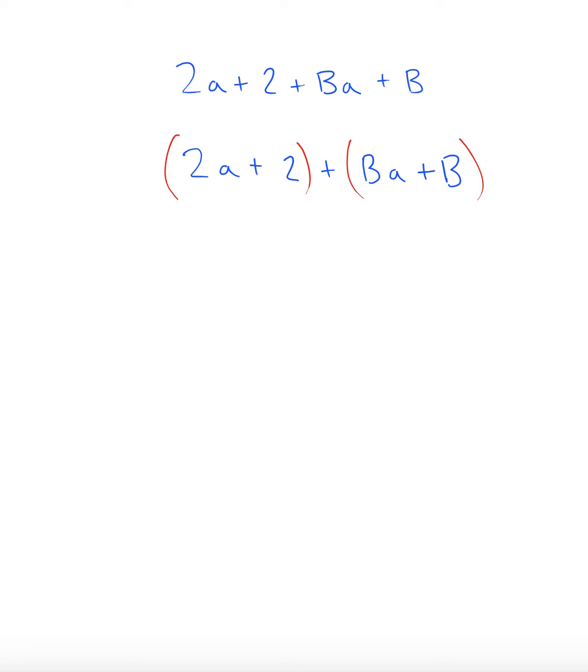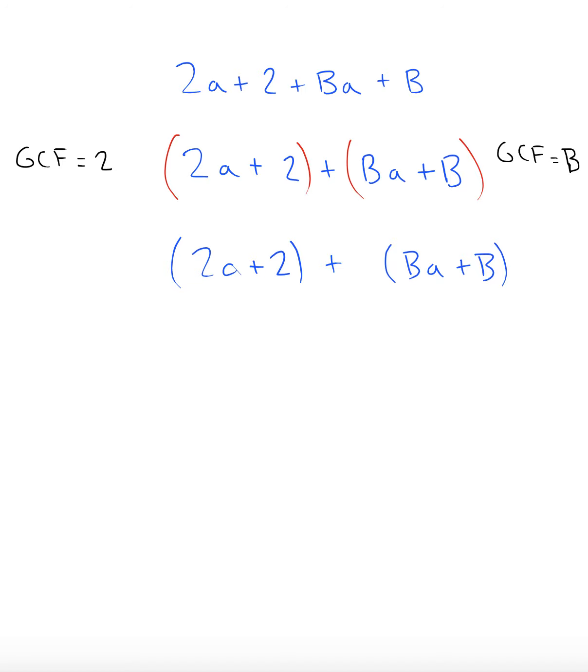And what we want to do next is see if within the group do they share anything in common. So here, my 2a and my 2, I notice they have a greatest common factor of 2. Okay, and then what about my BA plus B? Well, they have a greatest common factor of B. So I actually want to pull these things out of the individual groups. So I'll do that in the next line. Pull a 2 out front, and then divide each term by 2. Over here, I'll pull a B out front and divide each by B.